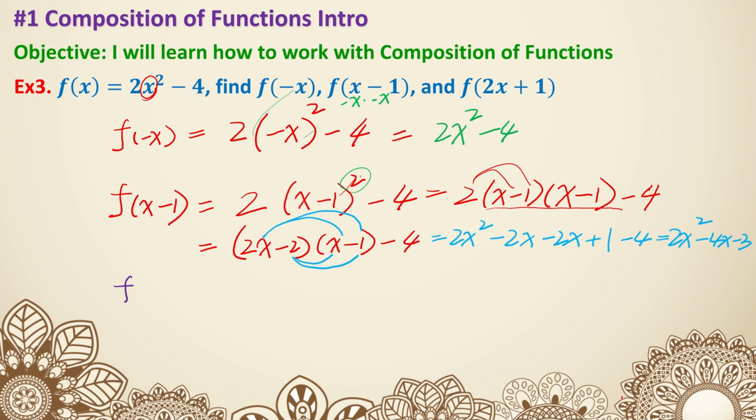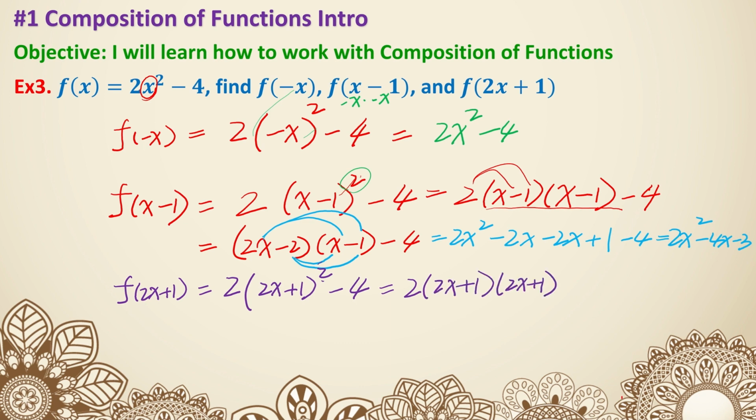Next one is f of 2x plus 1. So it's very similar to the f of x minus 1. 2 stays, and then inside the parentheses we have 2x plus 1 being squared, minus 4. So we see square, write it twice. 2 times 2x plus 1 times another 2x plus 1 with a minus 4 on the end.